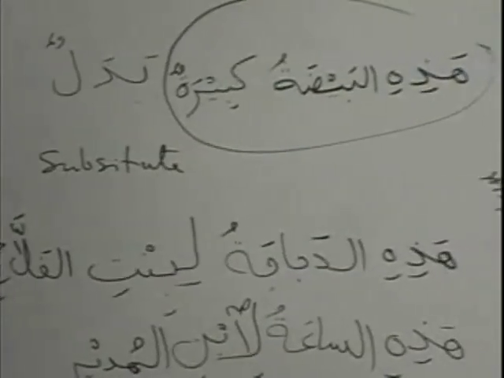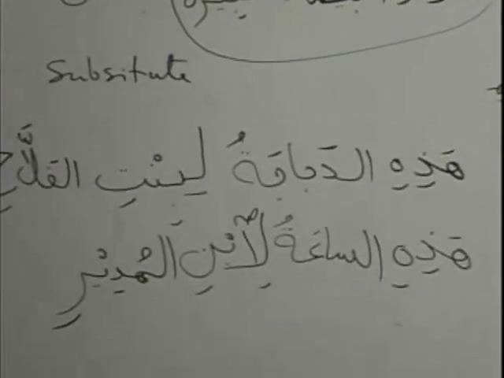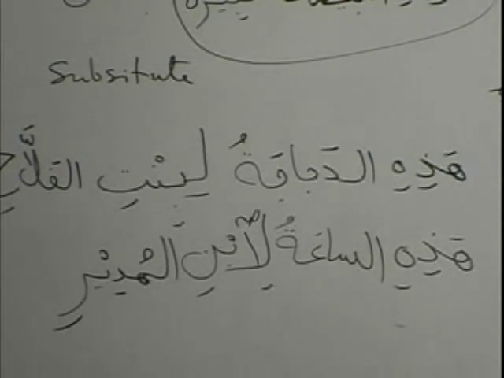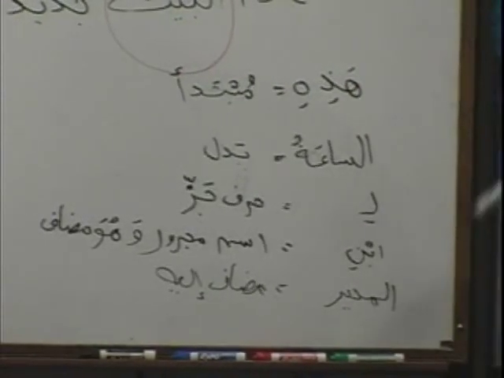Now, the watch. Liman hazihi sa'atu? Hazihi sa'atu libnil mudiri. Are you with me? And we did analyze: li is a harf jar, ibni is ism majrur, wahua mudaf, and then al mudir, mudafilayh. And then you can say, libni, jar majrur, shibu jumla khabar. Okay? Fine. What is the next one, brother?